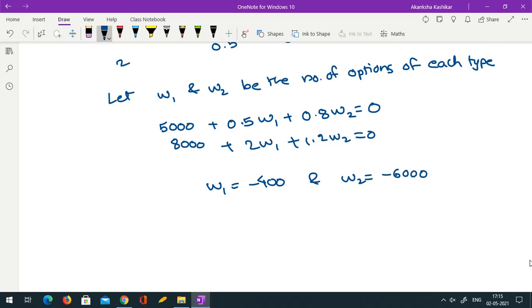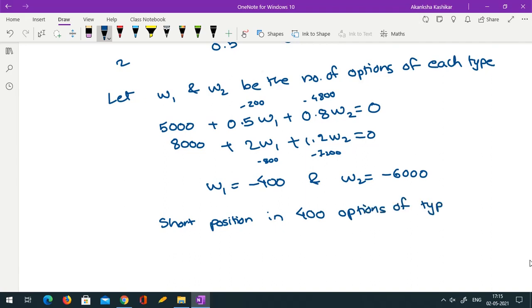Okay, let us check. So if I put minus 400 here, this would become minus 200 and then minus 6000 into 0.8. So this would become minus 4800. So yes, this first equation would be satisfied. And in the second equation, I would have minus 800 and minus 7200. So second equation would also be satisfied. Okay, so it means we have to take short position in 400 options of type 1 and 6000 options of type 2 to make the portfolio gamma as well as vega neutral.